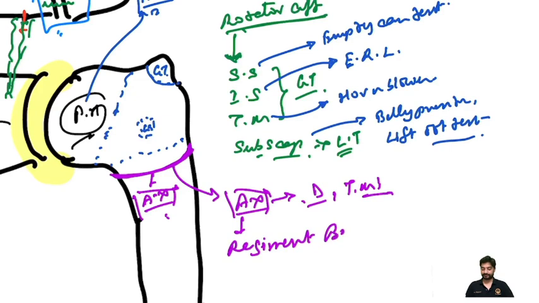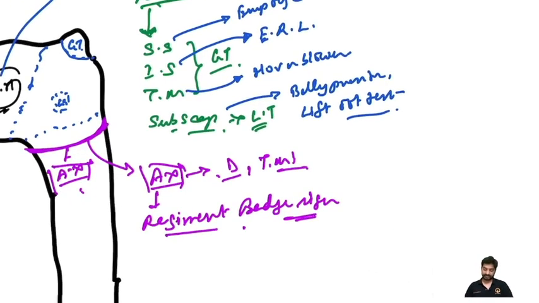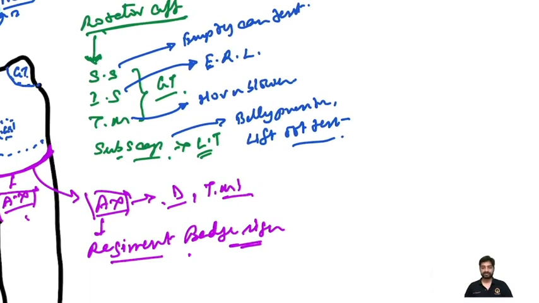regimental badge sign. Like there is a sensory defect over this part where the badges are tied in a military person, so it's known as regimental badge sign. The question may be asked, regimental badge sign is seen in which nerve injury? And when we are talking about nerve injury, its classification is important.